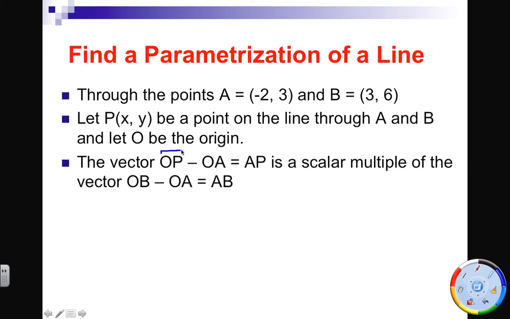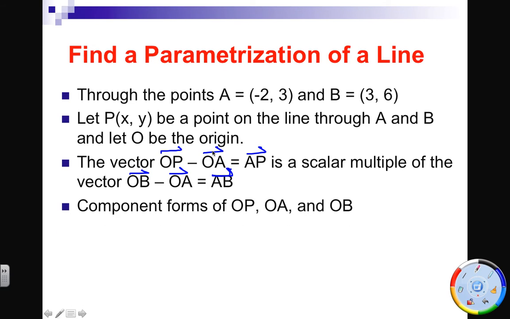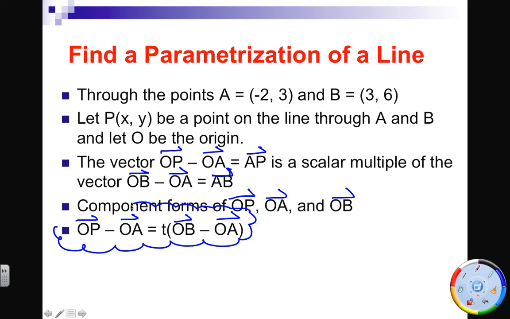I couldn't get the vector symbol here, so these are all vectors. Note that we learned some vectors the other day. The vector OP minus the vector OA is equal to the vector AP. That vector is actually a scalar multiple, so it's just a number times the vector AB. We need the component forms of these 3 vectors, and then we're going to use this relatively simple formula. So this is pretty key.